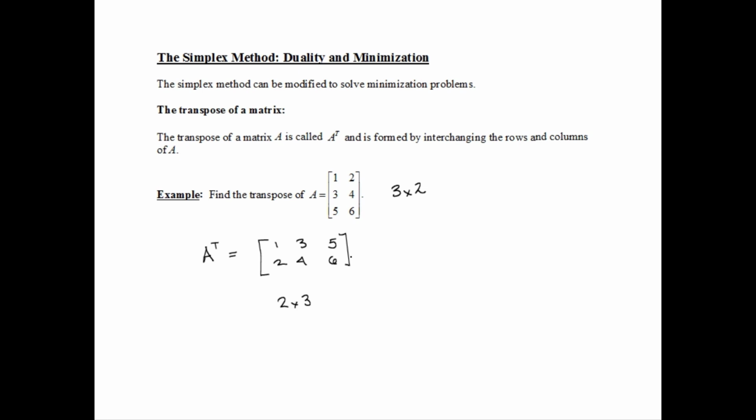If you had a square matrix, you would simply reflect it around the principal diagonal. Just think of making rows into columns, columns into rows. Either way to think of it will work just fine.